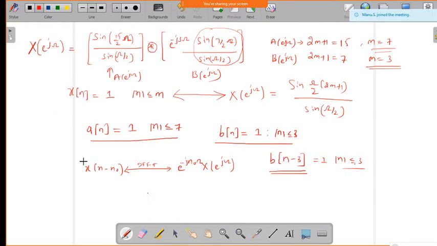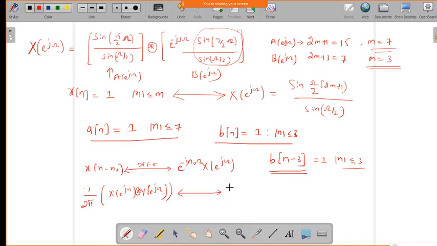So now by using the convolution property we know that if you convolve signals in the time domain, it corresponds to multiplication in the frequency domain. And by using the modulation property, we know that 1 over 2 pi into X of e power j omega convolved with Y of e power j omega, if you do the convolution in the frequency domain, will give the inverse DTFT, the corresponding time domain signal, which is the multiplication of two signals.